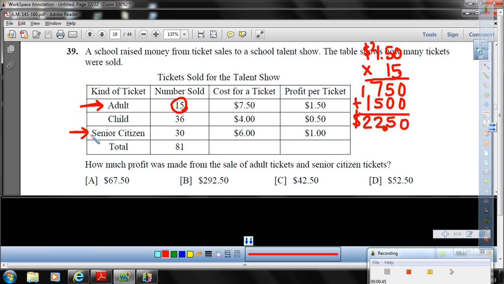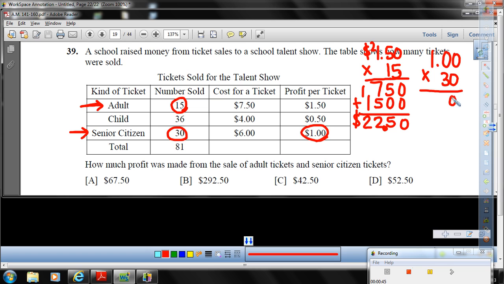Now we need to figure out how much of a profit the school made from senior citizen ticket sales. We can see that a total number of 30 tickets were sold at a profit of $1 per ticket. So again, we need to multiply $1 times 30.